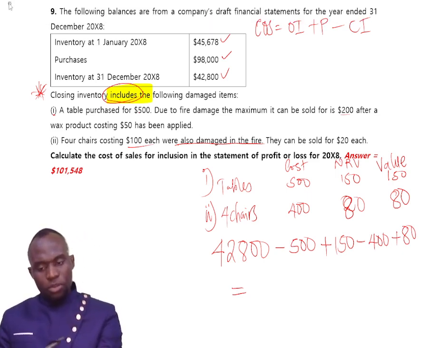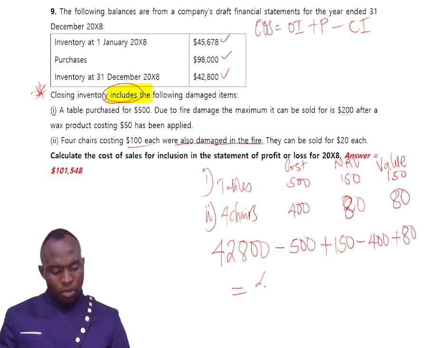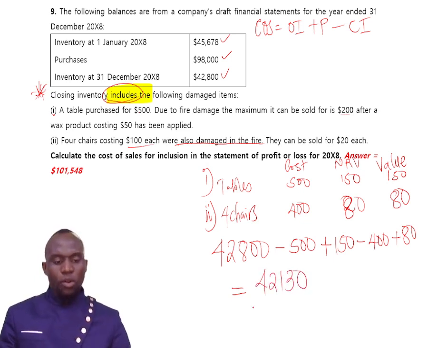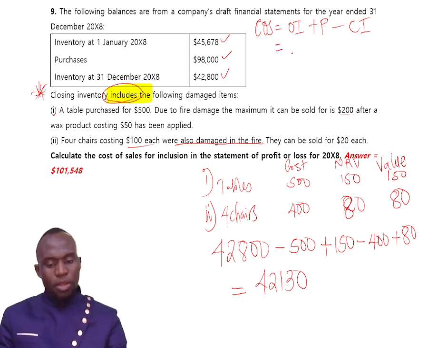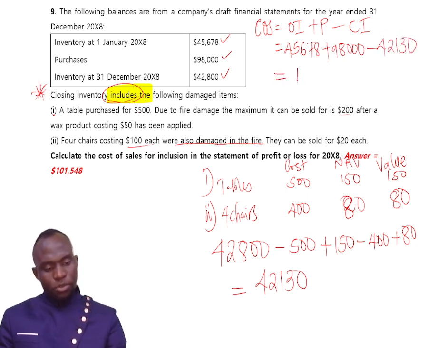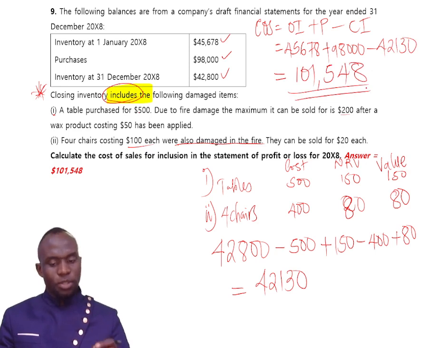So when we work out, we get a revised closing inventory of 42,130. So our cost of sales would be opening inventory, which is 45,678, plus purchases 98, minus closing, which is 42,130. And if you work out, you should get 101,548 as your cost of sales.